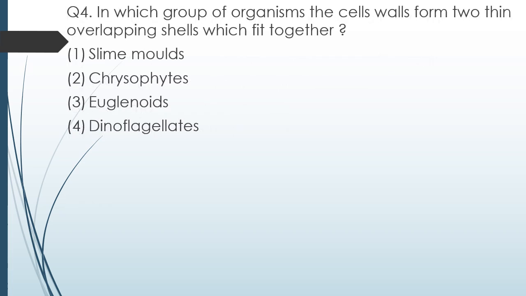Question number 4. In which group of organisms do the cell walls form two thin overlapping shells that fit together? Slime molds, chrysophytes, euglenoids, dinoflagellates. The correct answer is option 2, chrysophytes.